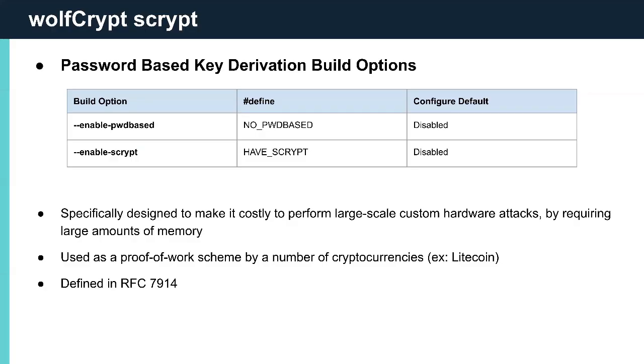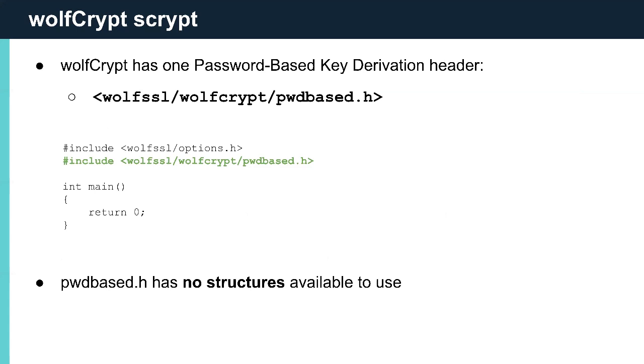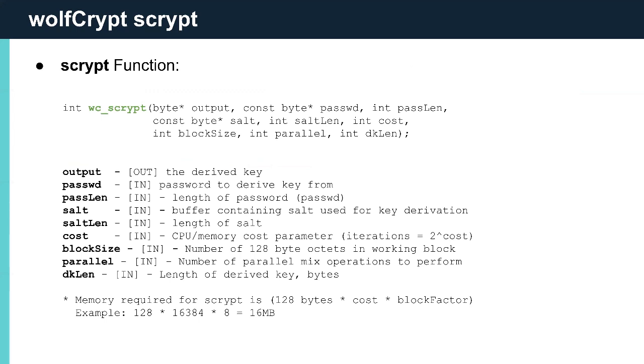And then lastly, scrypt. This is the one that does have its own enable option, enable-scrypt, which is disabled by default. This one's used as a proof of work scheme in some of the cryptocurrencies. For example, Litecoin uses scrypt. It's defined in RFC 7914. We have one header available for you, pwdbased.h. No structures again, just one API called wc_scrypt.